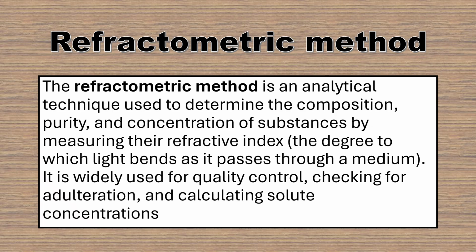First we will discuss the refractometric method. The refractometric method is an analytical technique used to determine the composition, purity, and concentration of substances by measuring their refractive index, the degree to which light bends as it passes through the medium. It is widely used for quality control, checking for adulteration, and calculating solute concentration.